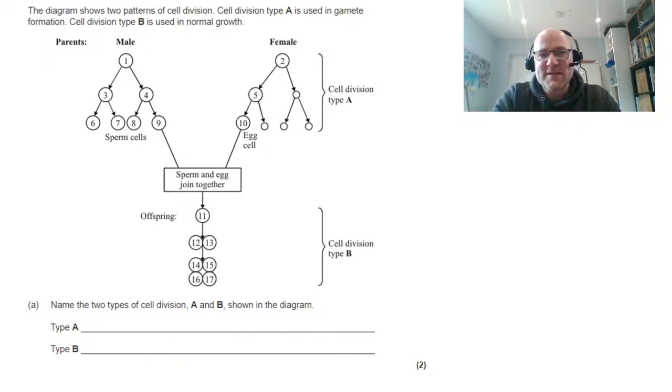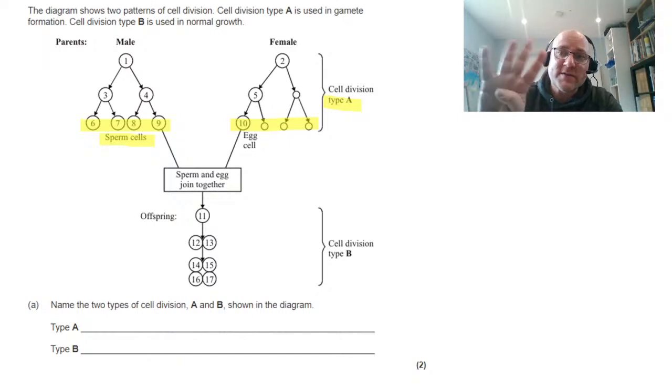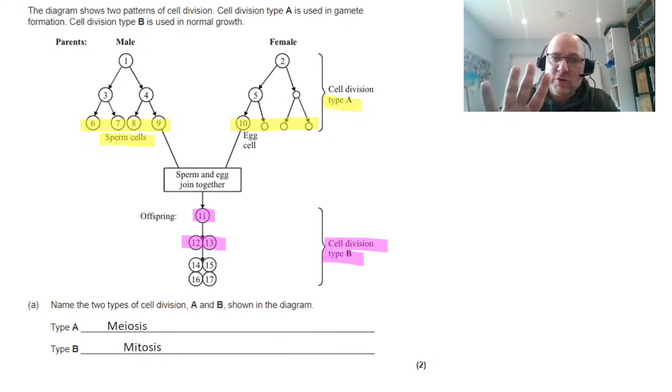Everyone finds this confusing. So look here. Type A makes 4 daughter cells. Meiosis, you get 4 daughter cells. Mitosis, you get 2 daughter cells. So cell division B is mitosis, 2 identical daughter cells.